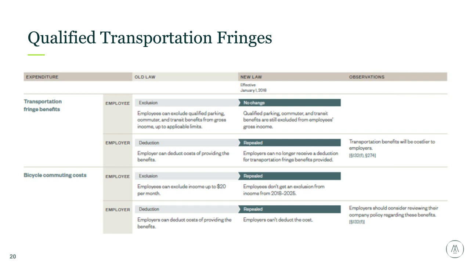Bicycle commuting costs are, of course, no longer allowed as an employer deduction. The employees don't get an exclusion. It's just gone for a period of time.